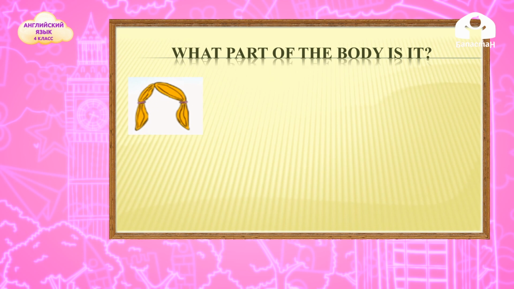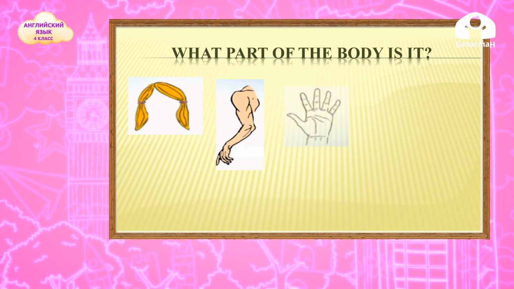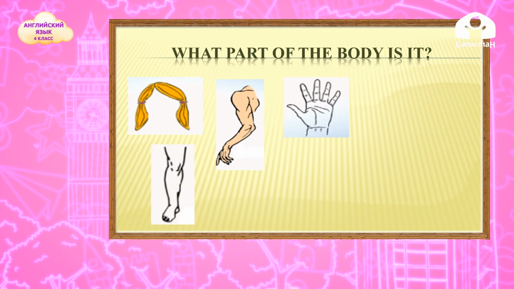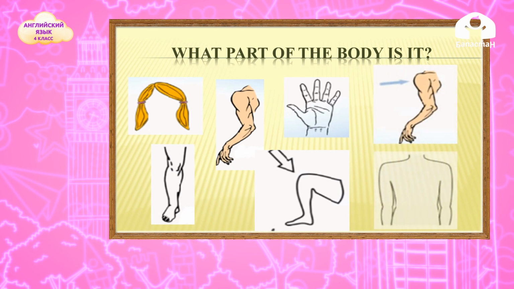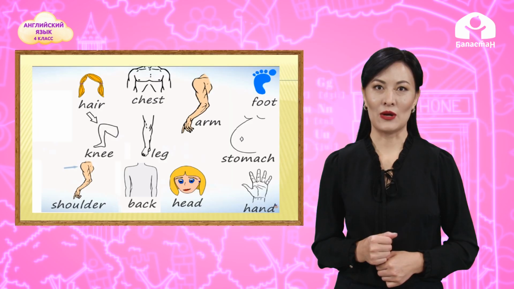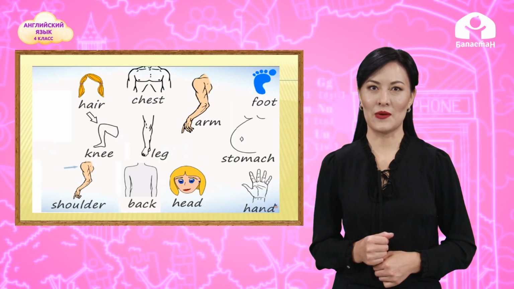Yes, it's hair. Next, it's an arm. This is a hand. What about this? It's a leg. What's this? This is a knee. What is it? Yes, it's a shoulder. And this is a back. Now let's check. Is it correct?